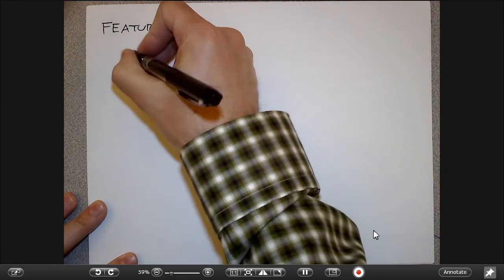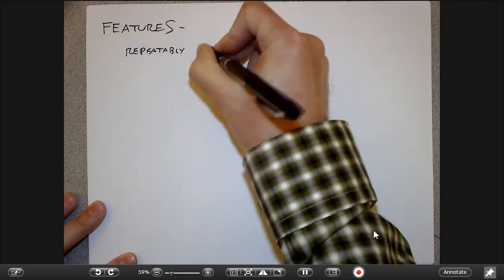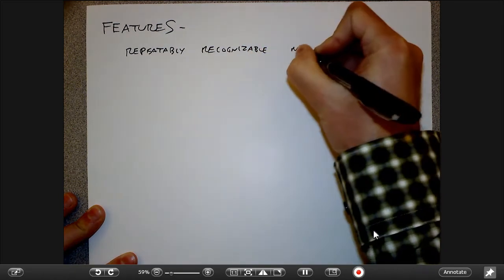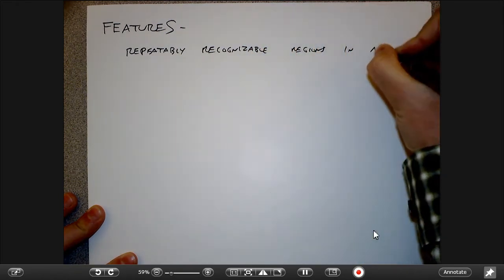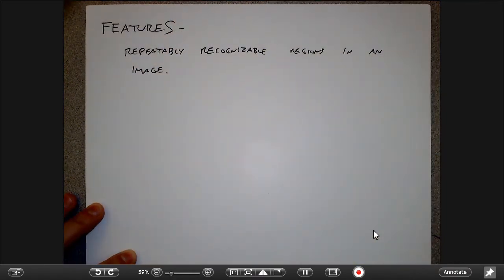A feature basically is a place in an image that I can unambiguously recognize if I see another image of the same scene, possibly taken from a different perspective, right? And so the broadest definition would be something like repeatably recognizable regions in an image. And I'll show you a couple of pictures to illustrate what I mean.